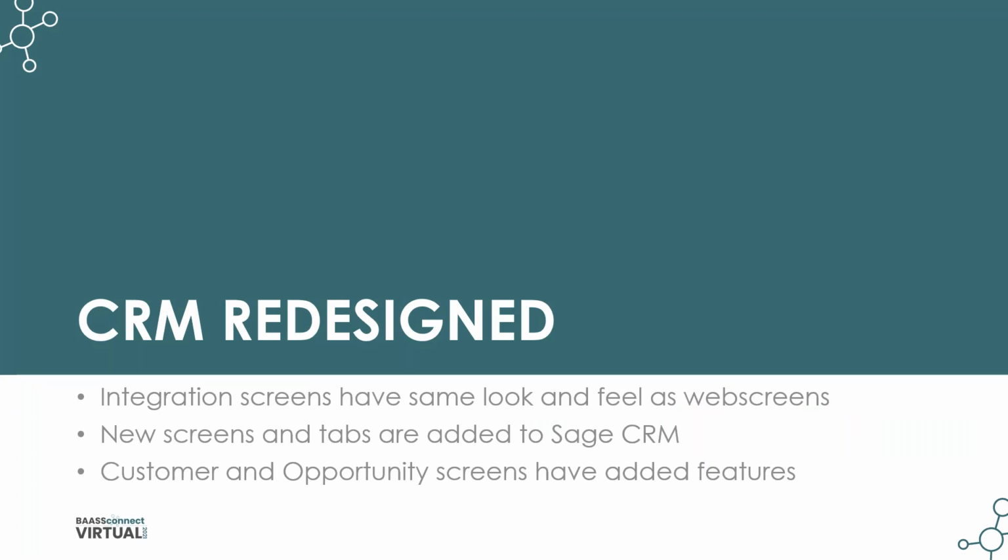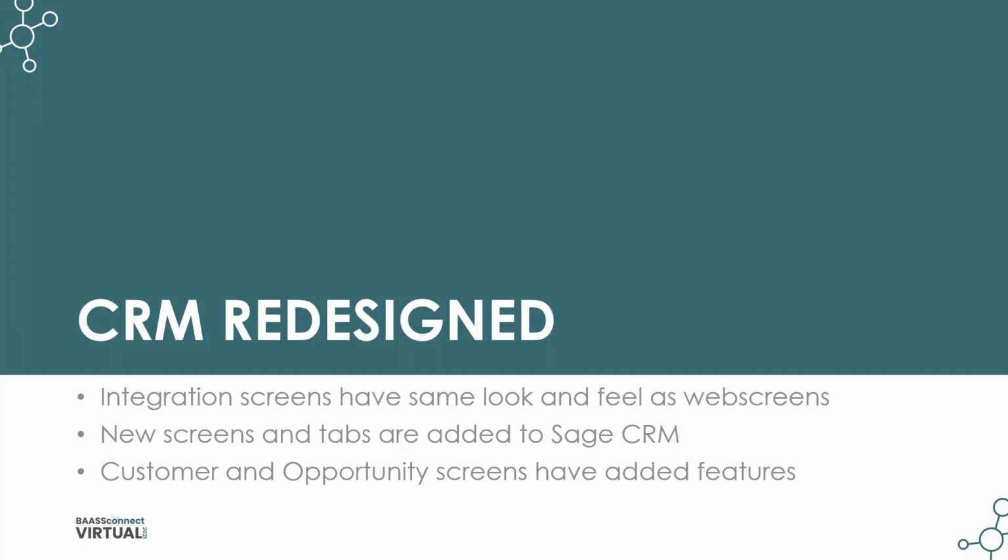Sage has redesigned the way that Sage CRM integrates with Sage 300 to make it easier to set up and to improve usability and performance. Integration screens now have the same modern look and feel as web screens and perform faster too. The integration now uses the Sage 300 web screens instead of the old portal. We would need the subscription basically to access the web screens from Sage CRM.